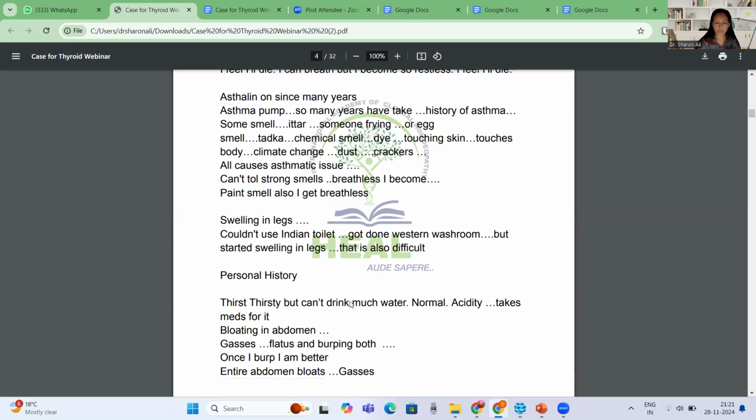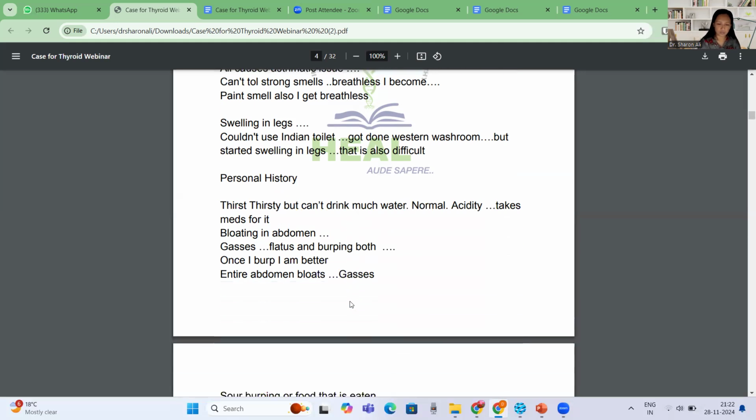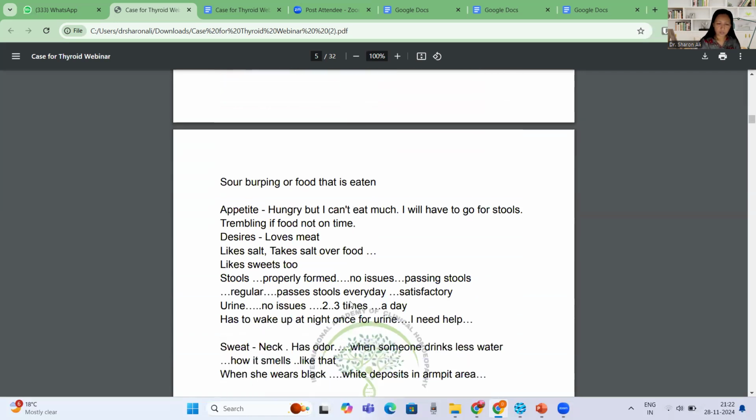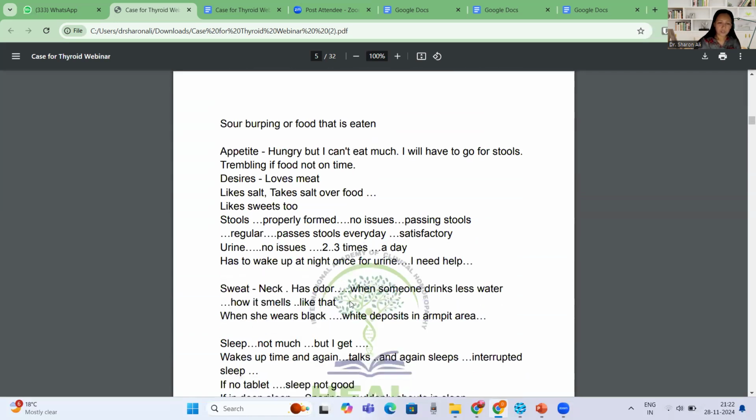Okay, she has medicine for acidity, bloating in the abdomen, gases, flatus, burping both ways, entire abdomen bloats. She's very, very hungry, but I can't eat much. And every time I eat, I have to go for stool. But she trembles if she doesn't get food. She loves meat, loves salt, loves sweets. Okay. Stool comes regularly. Urine is okay.